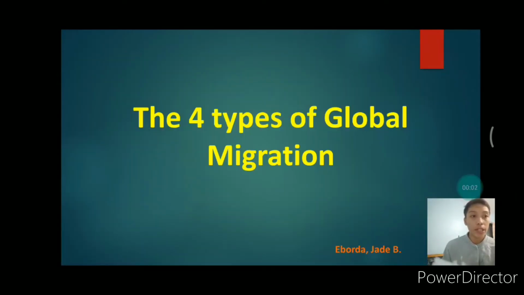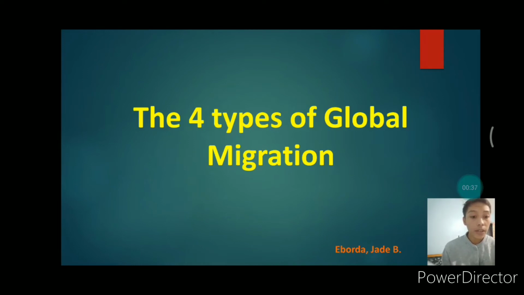Hello, I'm Iborda Jade. So we are going to talk about the 4 types of global migration. Before that, let's first discuss who we are talking about. There were 244 million migrants internationally in 2018, accounting for 3.3% of the global population. Since the year 2000, the total number of international migrants has increased by 85 million or 49%.